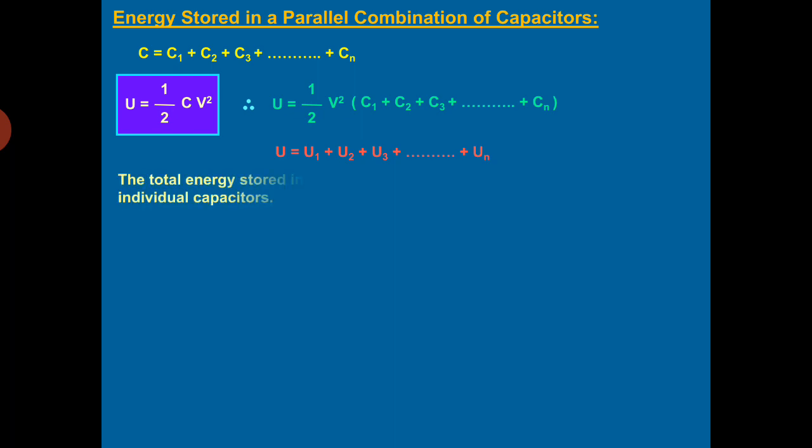It means the total energy stored in the system is the sum of the energy stored in the individual capacitors. Thus, finally, we conclude that the total energy stored in any setup of condensers, whether it is parallel or series, is the sum of the energies stored in individual capacitors or individual condensers, whatever be their mode of combination. You have to remember this result.